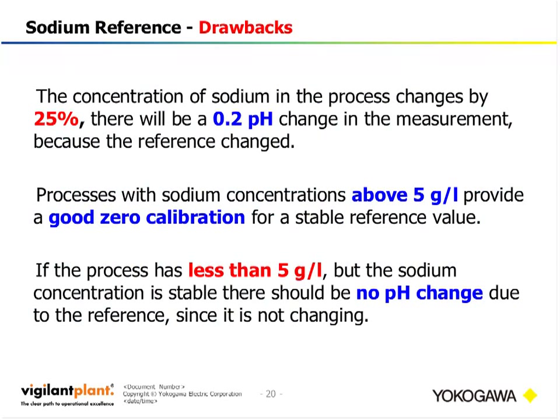Normally, sodium concentration values above this 5 grams per liter mark are sufficient for a good zero, and you will not see changes as significant as 25% occurring. For processes below this 5 grams per liter mark, if the sodium level is stable, then there should be no pH change due to the reference, since it's not changing. But again, if the level changes by 25%, it could result in about a 0.2 pH shift.